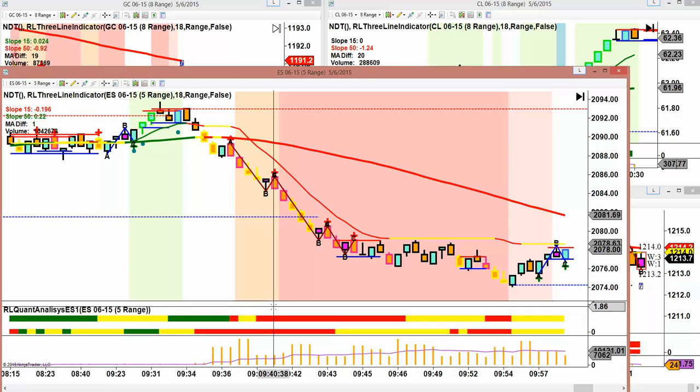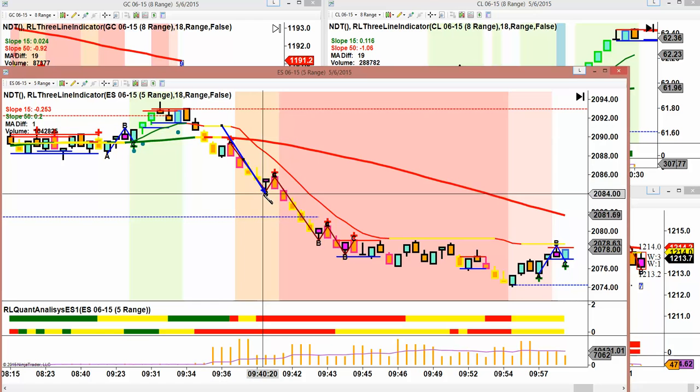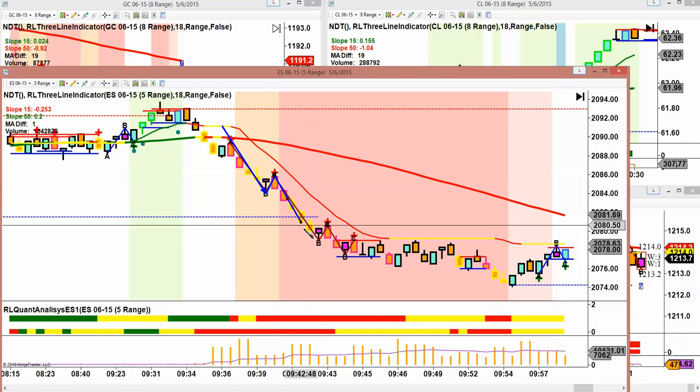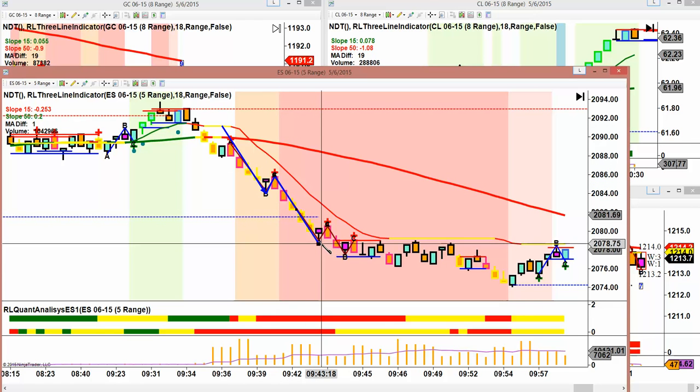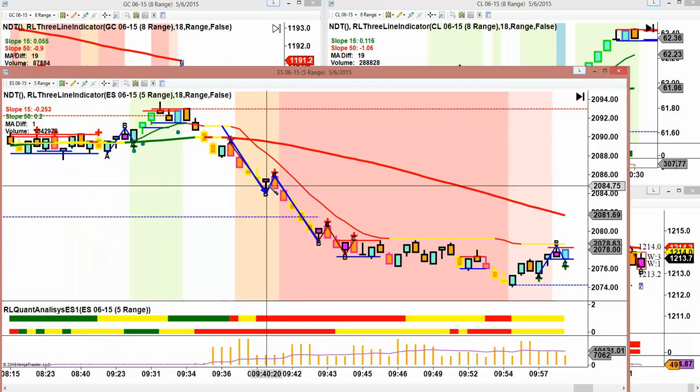But this was a potential short right here at 940. I believe that we were on another trade on the Russell at the time. But you can see that this is a terrific trade. The move down, the retracement, dual quant line confirmation, and down you go. Now our distance from the modified 15 here was a little bit big.